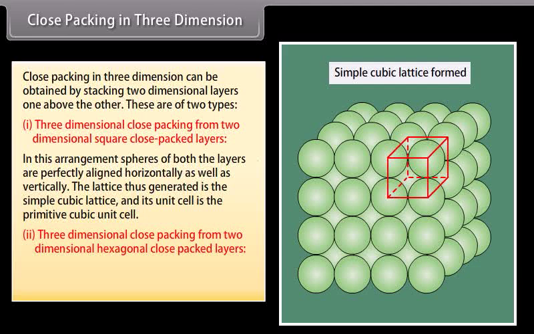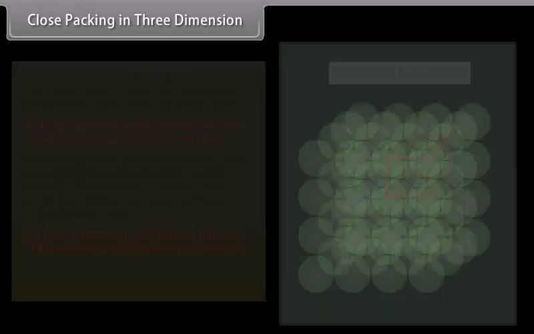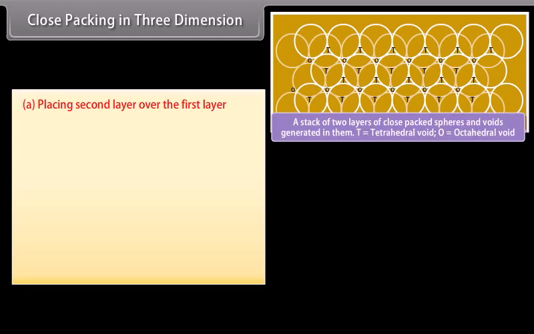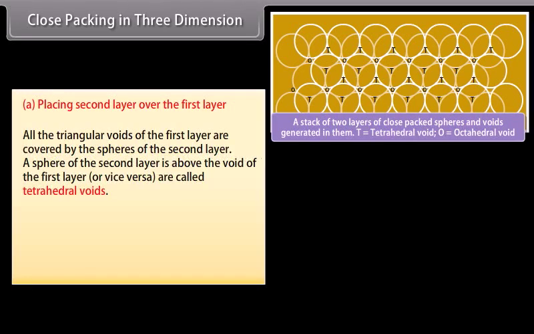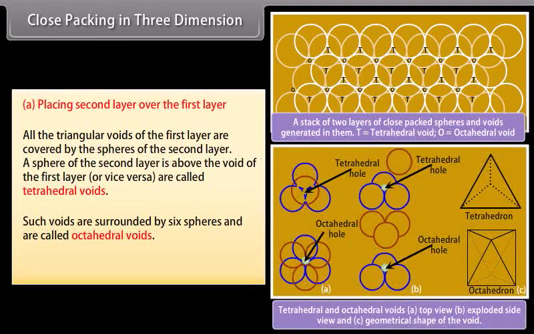3-dimensional close packing from the 2-dimensional hexagonal close packed layers. These can be generated by placing layers one over the other. A. Placing second layer over the first layer. All the triangular voids of the first layer are covered by the spheres of the second layer. A sphere of the second layer above the void of the first layer, or vice versa, are called tetrahedral voids. Such voids are surrounded by 6 spheres and are called octahedral voids.